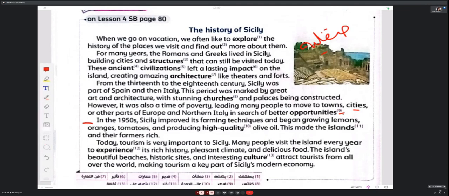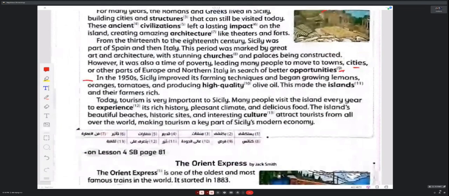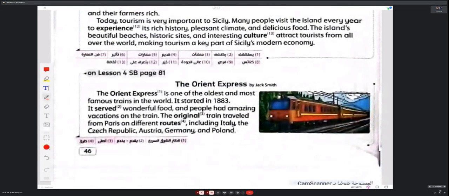Today, tourism is very important to Sicily. Many people visit the island every year to experience its rich history, pleasant climate, and delicious food. The island's beautiful beaches, historic sites, and interesting culture attract tourists from all over the world, making tourism a key part of Sicily's modern economy. Sicily اللي هي صقلية يعني عارفينها احنا صقلية مشهورة تاريخيا يعني.